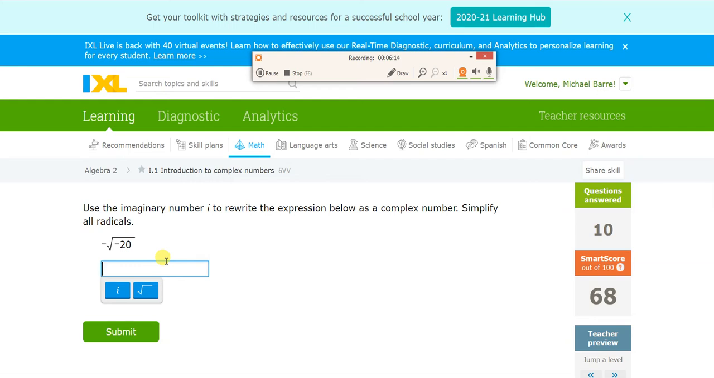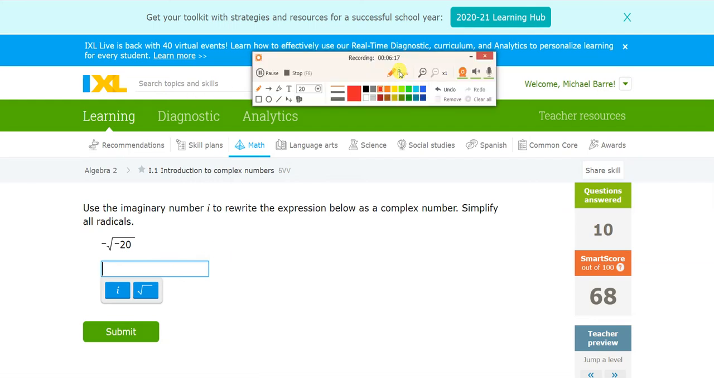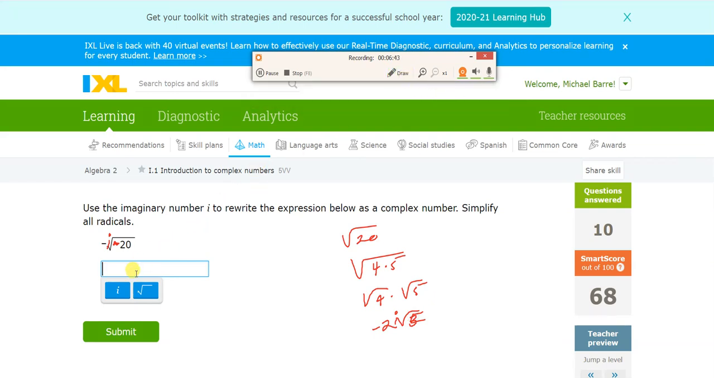So here's my i coming out. Square root of 20. Square root of 20 is 4 times 5, so it's the square root of 4 times the square root of 5. Square root of 4 is 2. So I'm going to write it as negative 2i square root of 5. Negative 2i square root of 5.